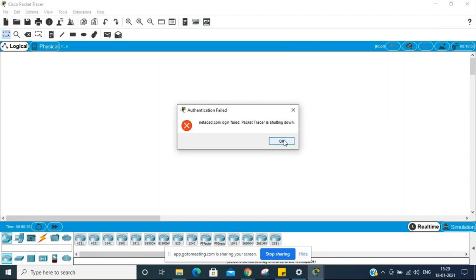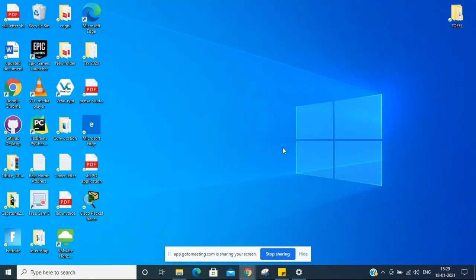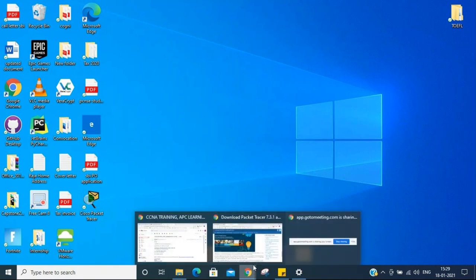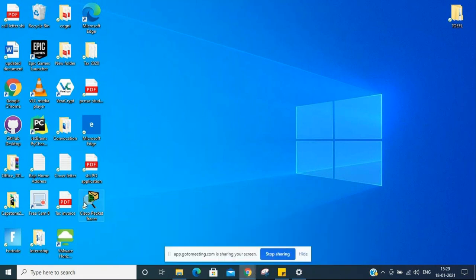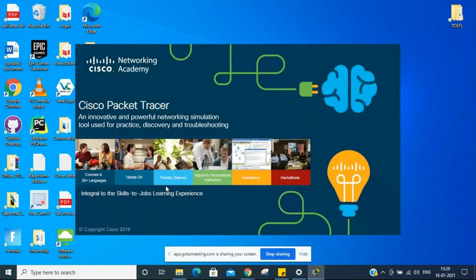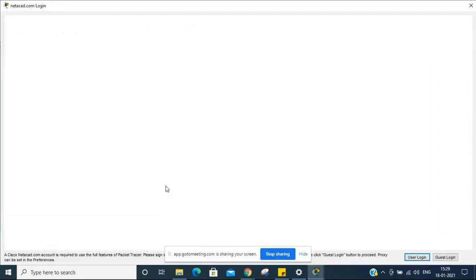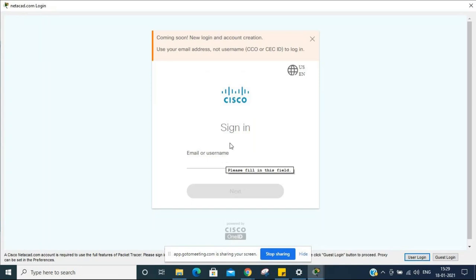Login failed. Okay, just sign in. It's okay. Sign up. I think this is a new update. I am using the 6.8 version. In that, they will not ask for any sign in. There's a different student version and the normal version. But I don't have a user ID. It's not asking for sign up. It's asking for sign in, email or user.